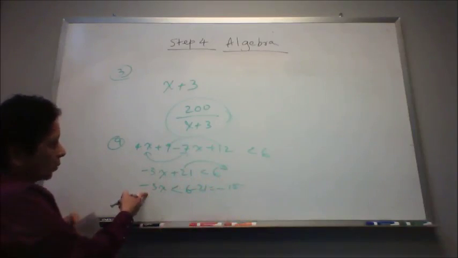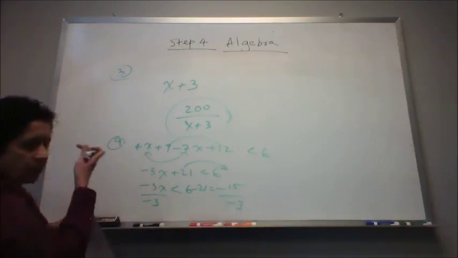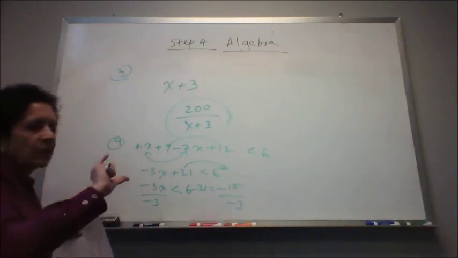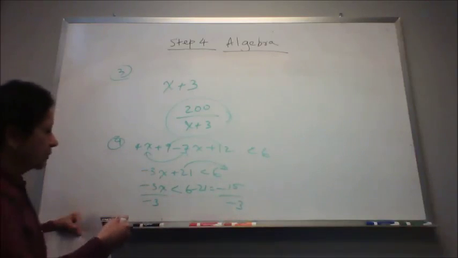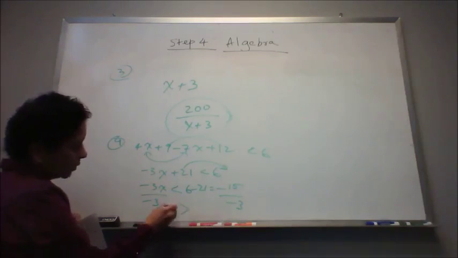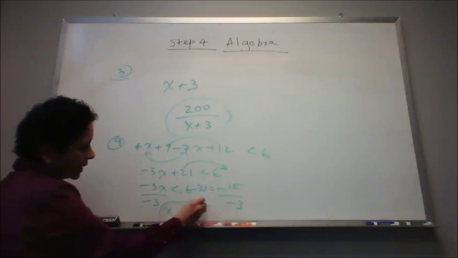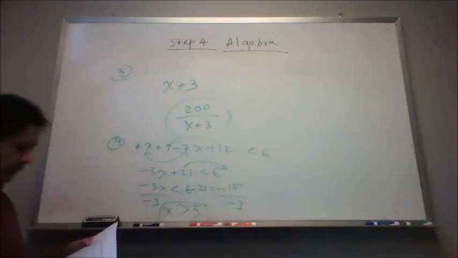So now I don't want minus 3, so I need to divide both sides by minus 3. Since I'm dividing by a negative number, the inequality gets reversed, okay? So on the left-hand side, I've got x, and the inequality gets reversed, and then that is 5. So x is greater than 5, okay?